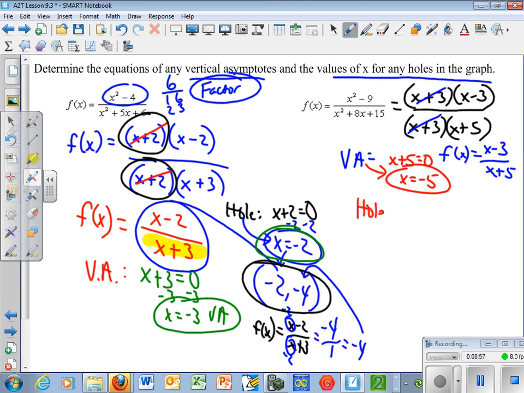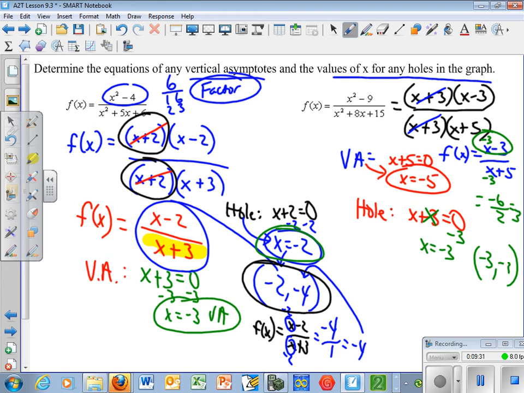A hole occurs at the factor that canceled. My x plus 3 is what canceled out. Set that equal to 0. Solve. So subtract 3. So it's at x equals negative 3. And again, if I wanted to actually graph this, I would have to find at what coordinate the hole occurred. So I'd put negative 3 into the function right here, and I'll just do the work off to the side. I'd have negative 3 minus 3 on top, which is negative 6. Negative 3 plus 5 on the bottom, which is 2. If I divide that, I get negative 3. So the hole would actually occur at negative 3, negative 3.